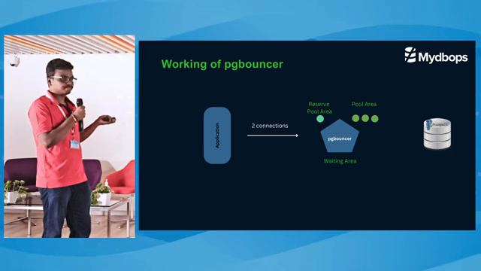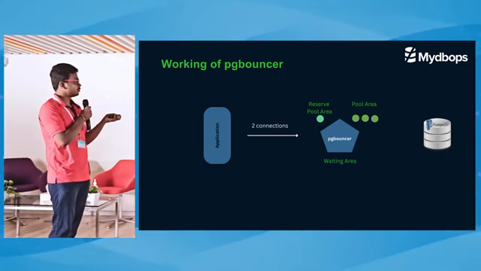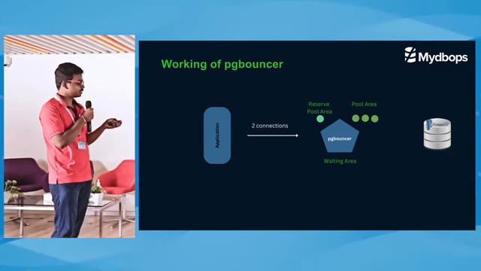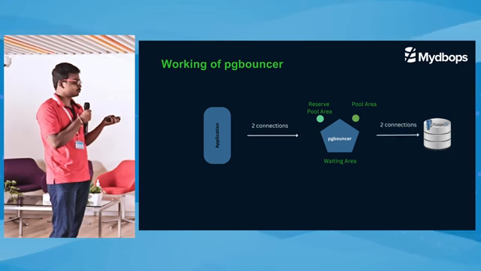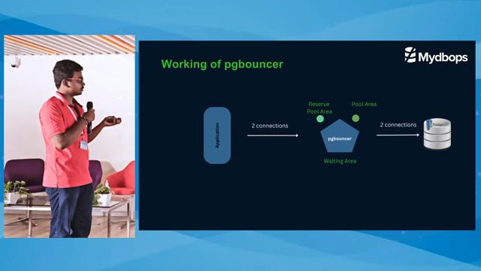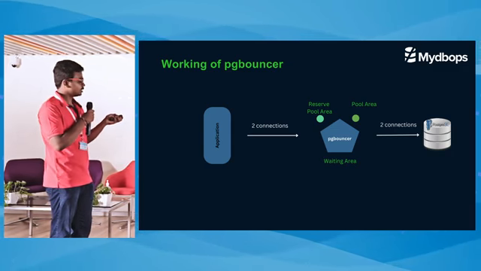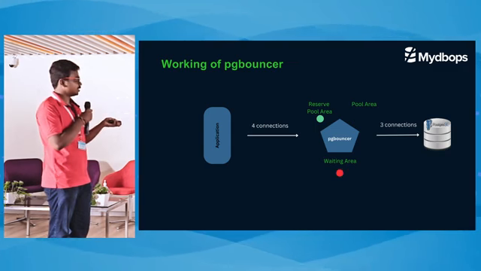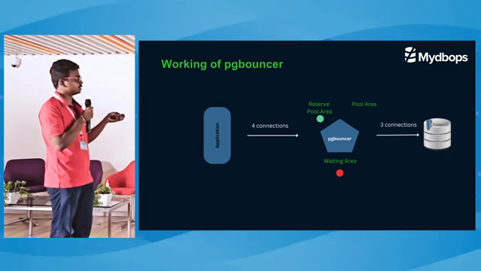Now let's say I am sending 2 connections from my application. What will happen? Pgpool will use 2 connections in the pool and they will be served by the database. Once a connection is closed, it is sent back to the pool. Now let's consider I am sending 4 connections to the database. My pool has only 3 connections, so the remaining 1 connection will be in the waiting area, waiting for a connection to become available in the pool.